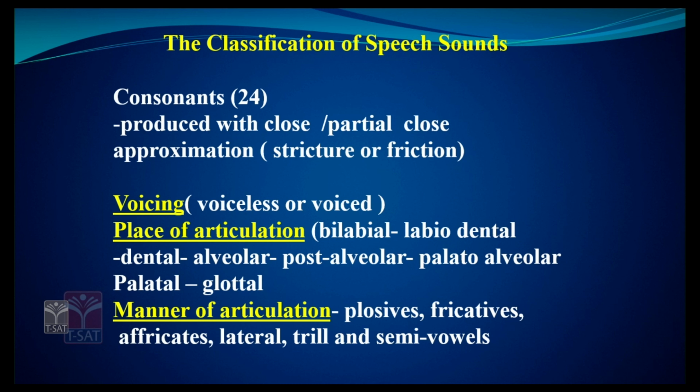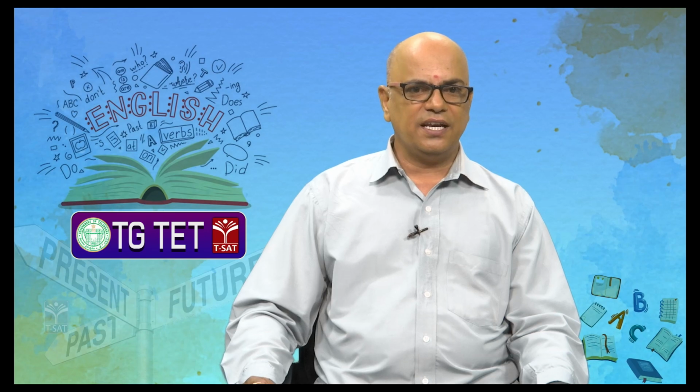It could be bilabial, labiodental, dental, alveolar, post-alveolar, palato-alveolar, palatal, and glottal. Bilabial refers to the two lips, labiodental to the lower lip and upper teeth, dental to the tip of the tongue and the upper teeth, alveolar to the teeth ridge, and post-alveolar is a little back. The hard palate, palato-alveolar and palatal go backward towards the soft part of the roof of the mouth, and glottal. And manner of articulation refers to the airstream and how it is released.